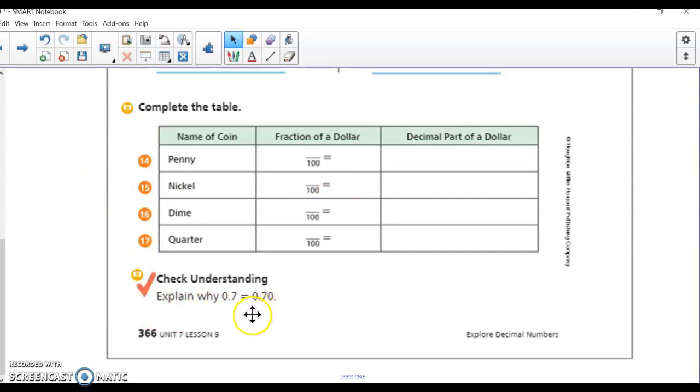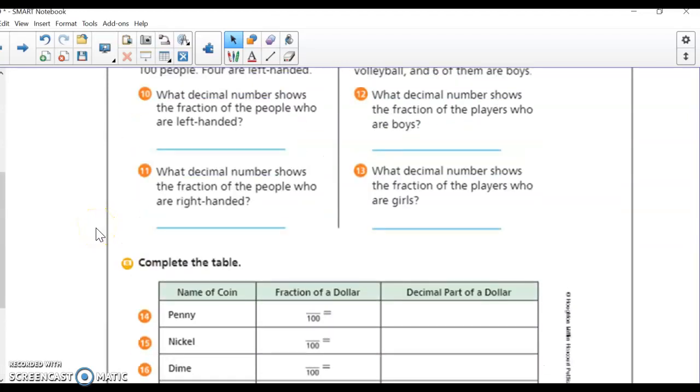Think about money or number lines, okay? Go ahead, pause the video now, right? Make sure you're practicing on your own, and then restart it when you're ready to check how your work was.